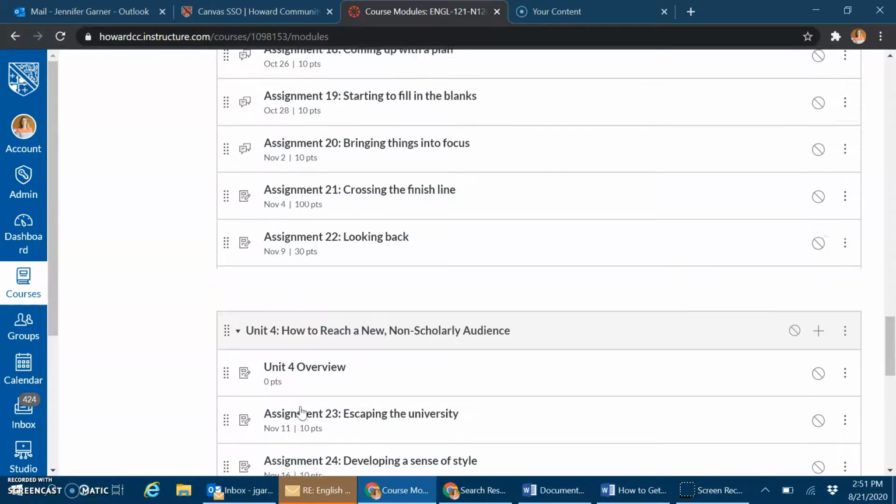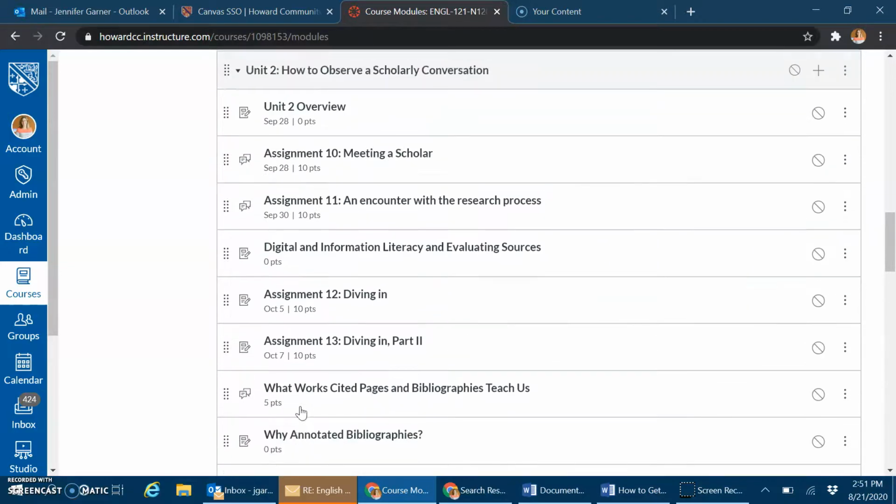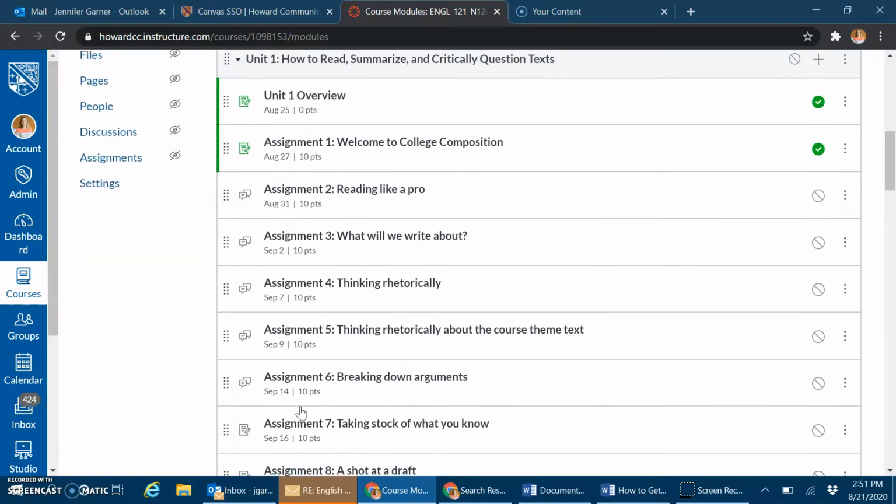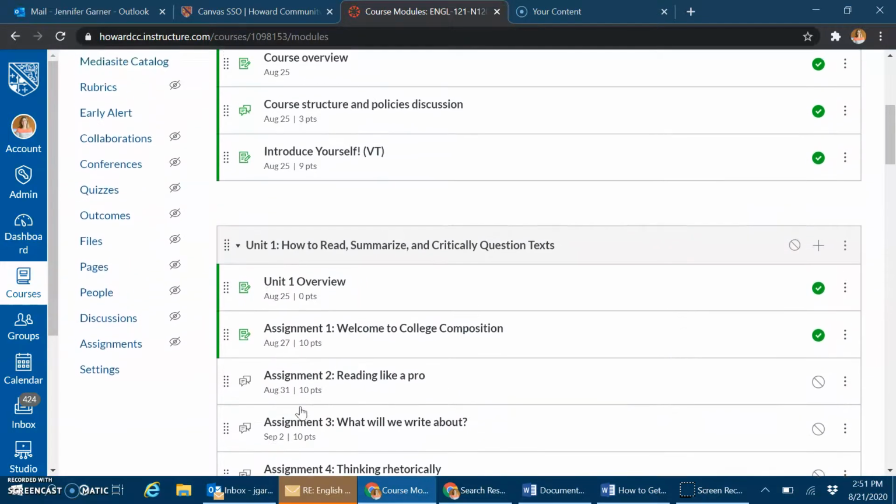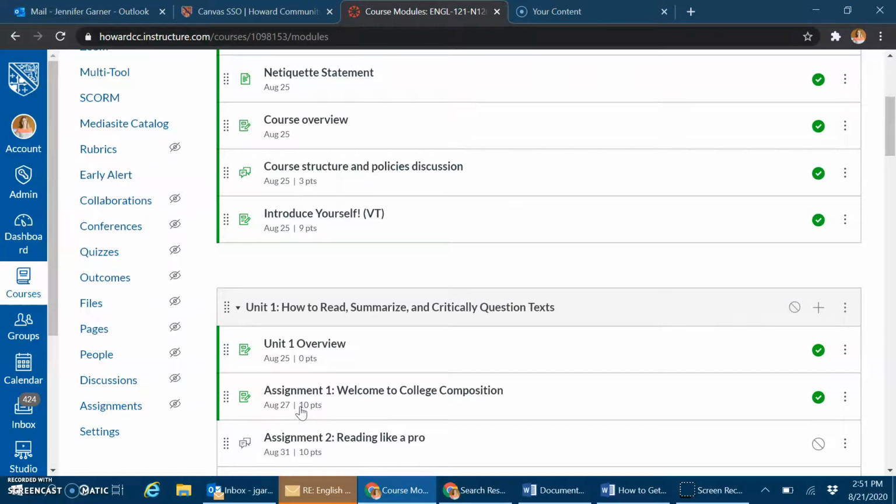And we'll work through this all together throughout the semester, so I don't want you to be overwhelmed right now. But that is the way the semester is going to work.